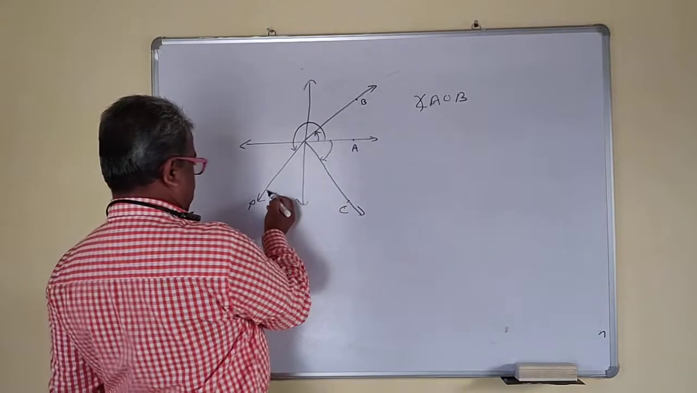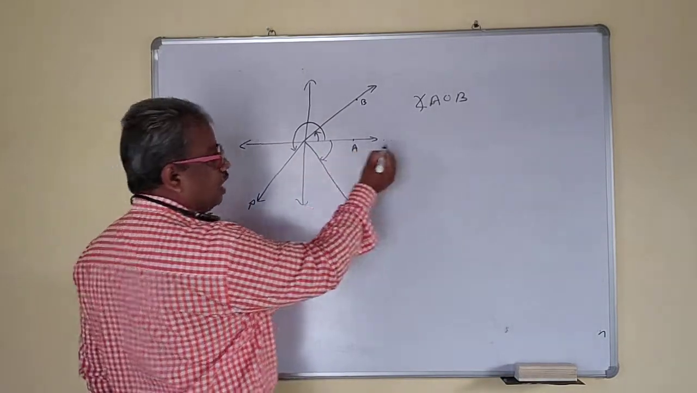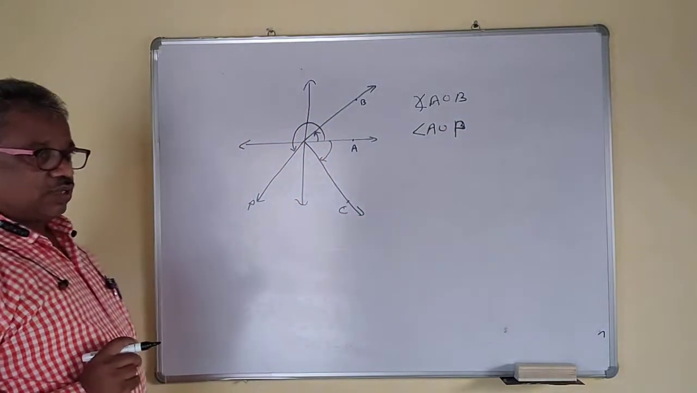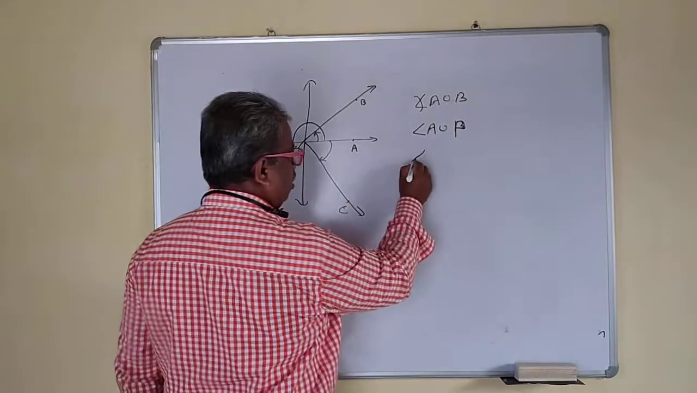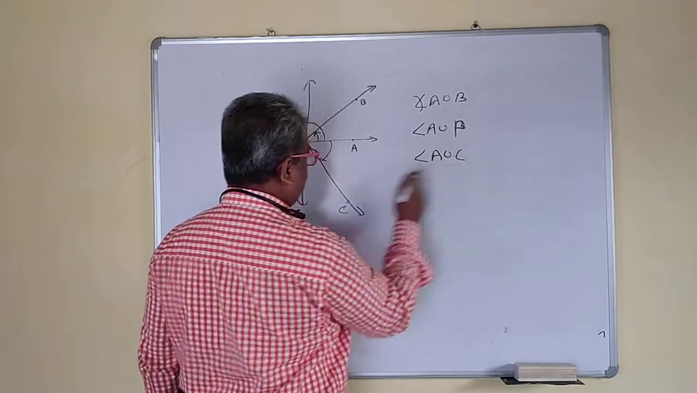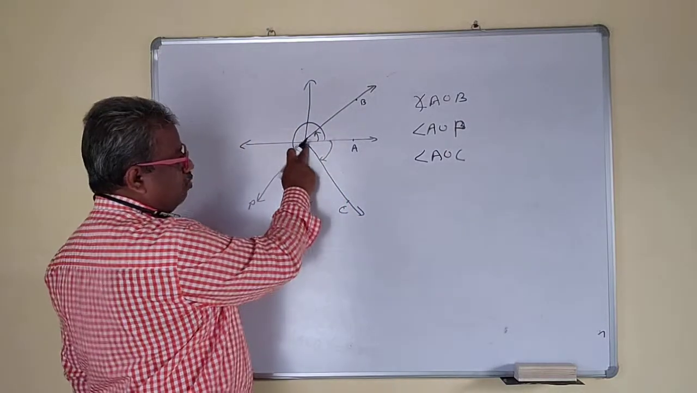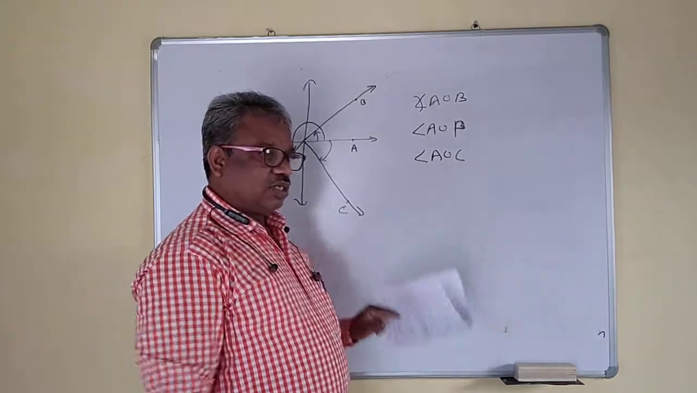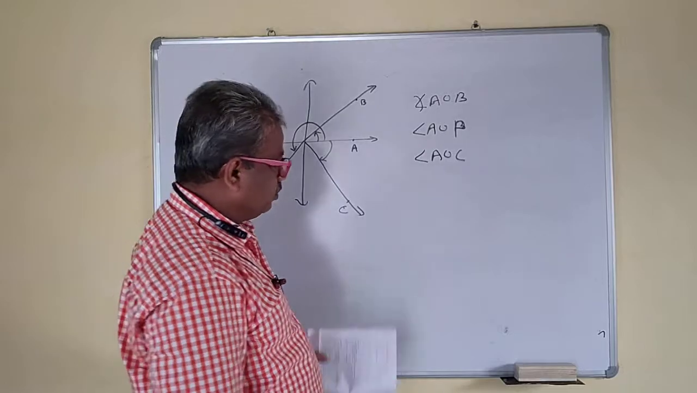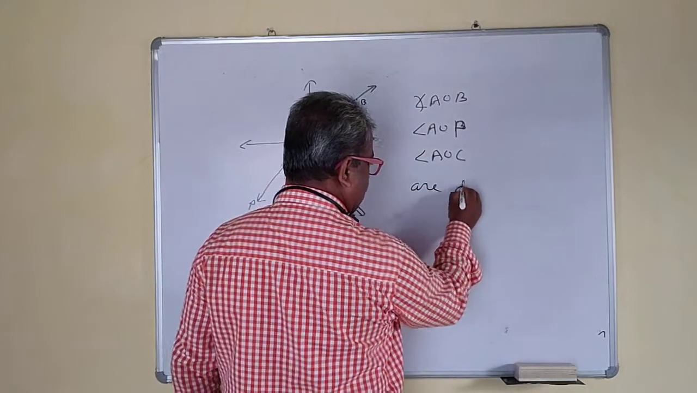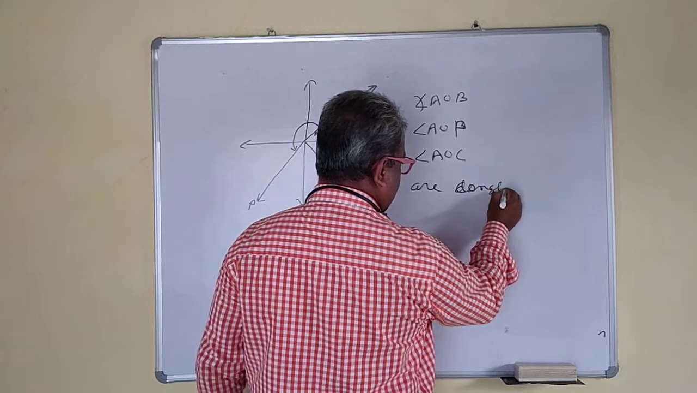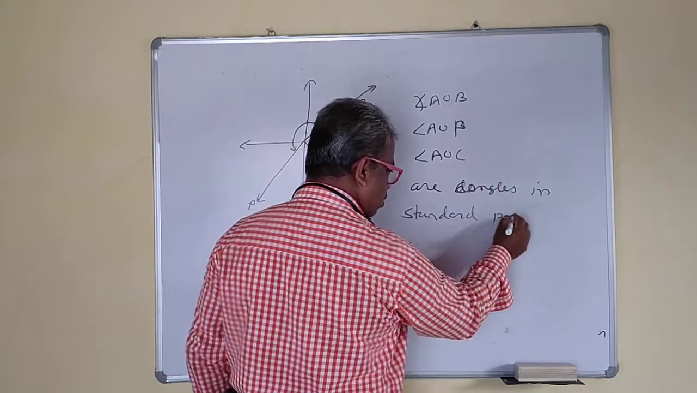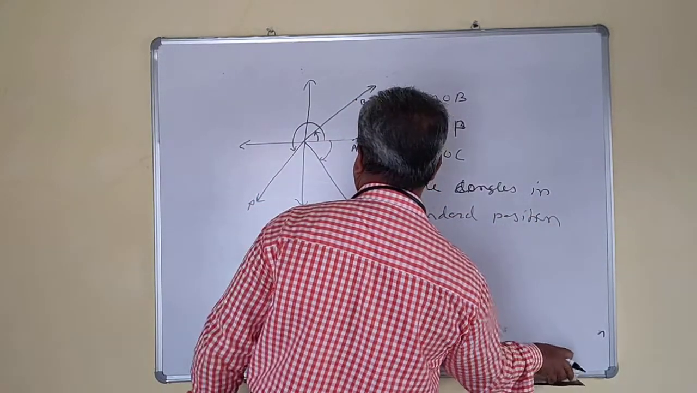Now next, this is P. Initial arm is OA, right? So angle AOP is also in standard position. Now angle AOC. Rotation is in clockwise direction, doesn't matter. If the initial arm is on x-axis, then such angle is called directed angle. Remember this. So these are directed angles in standard position, angle in standard position.